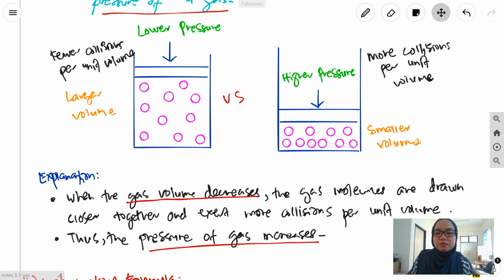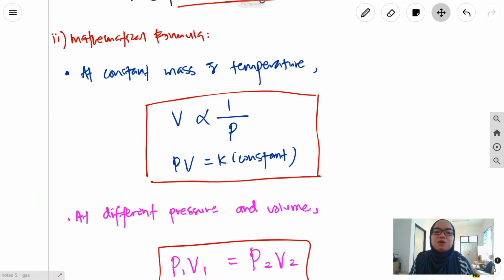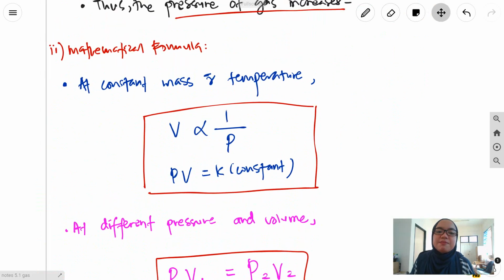Alright, so let's look at the mathematical formula for Boyle's law. It says that at constant mass or at constant amount of gas and temperature, the volume is inversely proportional to the pressure. And if we change this proportionality into an equal sign, we can get PV equals K, a constant. Alright?